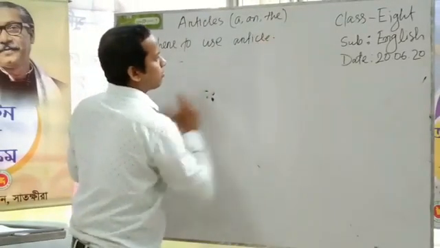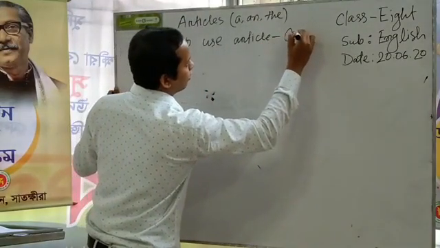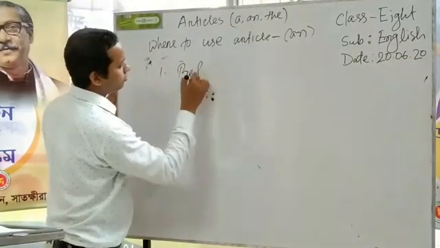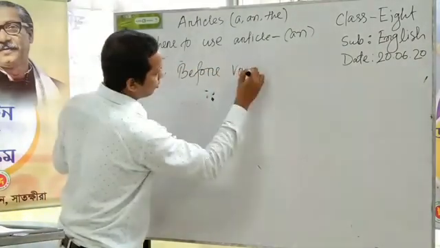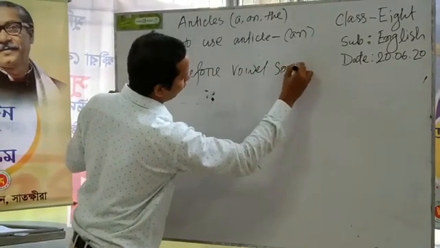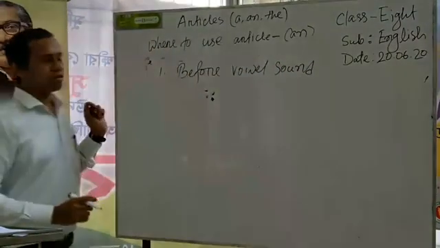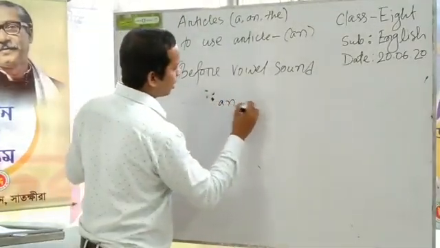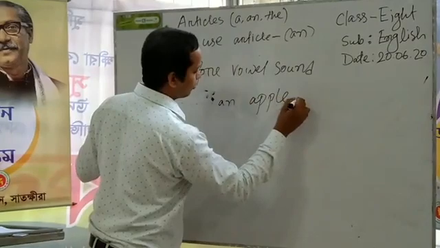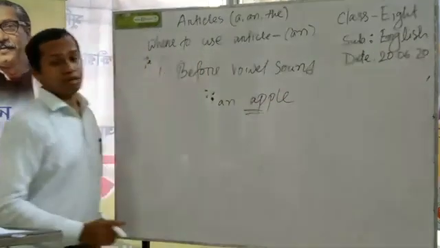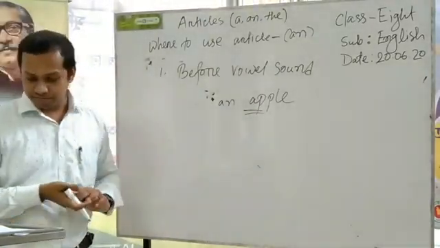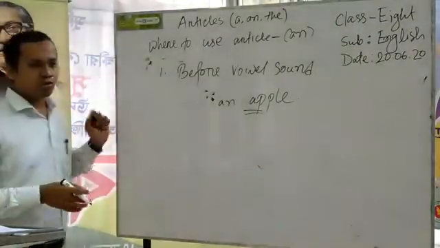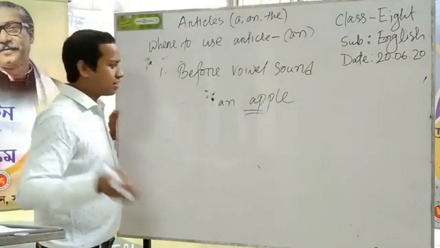So next one, we have the article an before a vowel sound. Before a vowel sound we will use an, like an apple. Yeah, vowel sound. It's very common and you all know it from very early in your life.